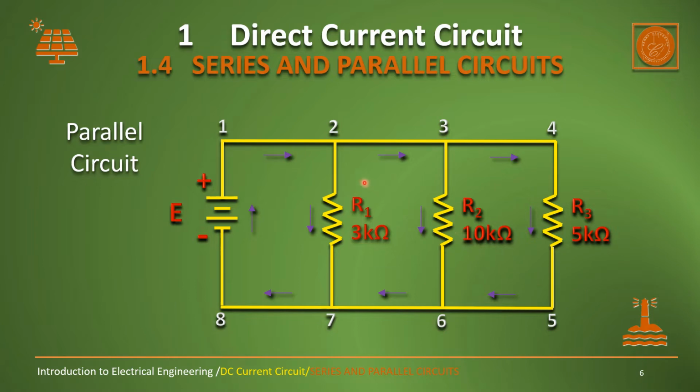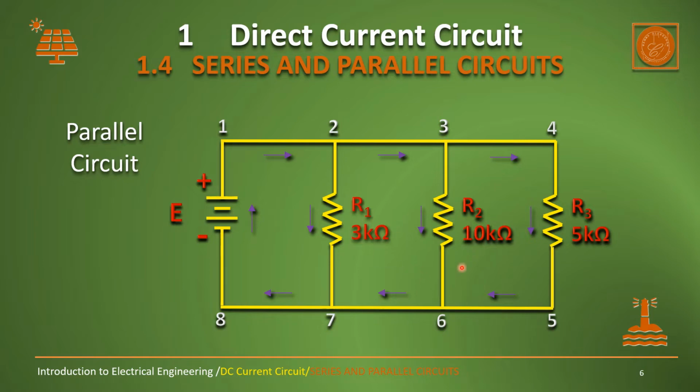And there's a third path from 1 to 2 to 3 to 4, and then through the resistor to 5, back to 6, back to 7, back to 8, and back to 1 again. Each individual path through R1, R2, and R3 is called a branch. This is a branch, this is another branch, and this is another branch. The defining characteristic of a parallel circuit is that all components are connected between the same set of electrically common points.